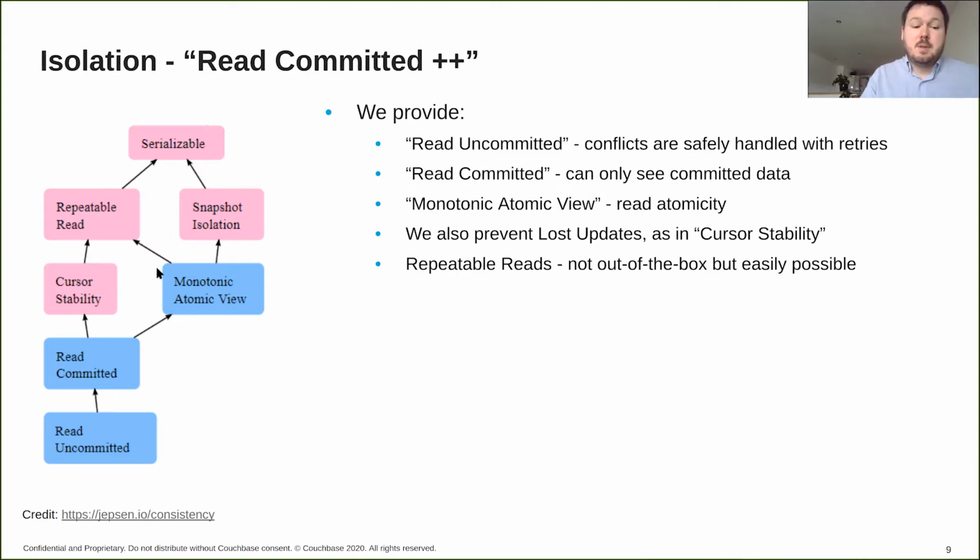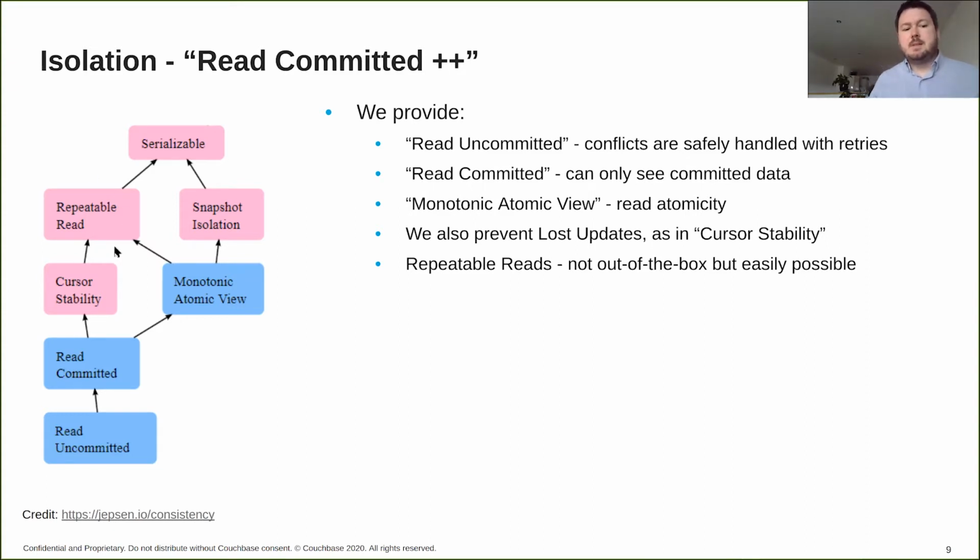We also provide, we prevent lost updates, which is what cursor stability prevents. Isolation levels, by the way, are often defined in terms of the issues or phenomena that they prevent, and cursor stability is designed to prevent lost updates. But cursor stability comes with a lot of baggage. It's very heavily associated with SQL concepts like SQL cursors. So we don't claim cursor stability isolation level, even though we do prevent lost updates. We just think it will cause more confusion than it solves.